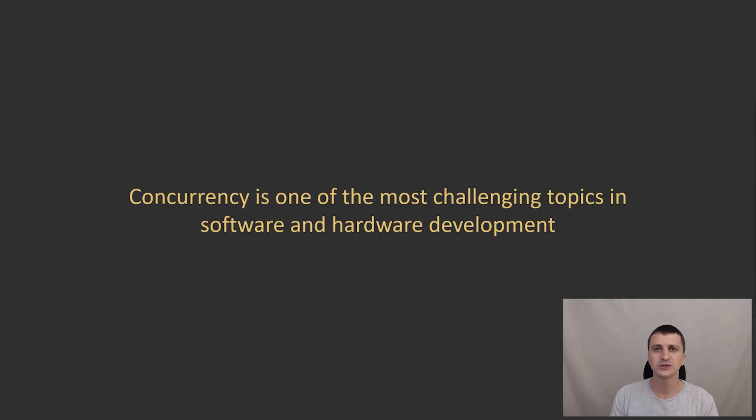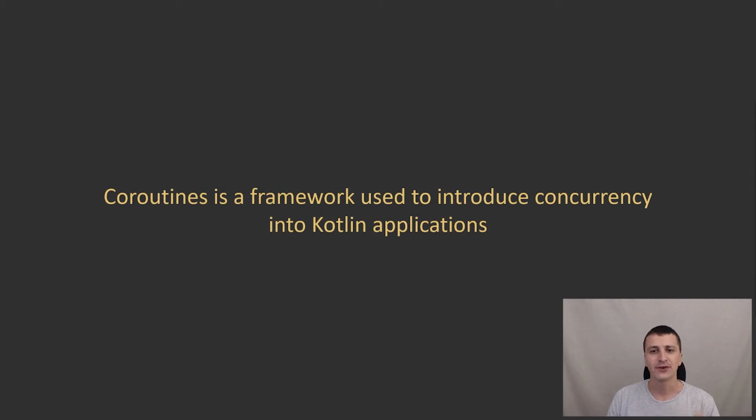Okay, now this course is about coroutines, and now we talk about concurrency. So what's the relation between these two subjects? Well, coroutines is a framework used to introduce concurrency into Kotlin applications. So if you write Kotlin code and you want to introduce concurrency, you want multiple tasks to be executed at the same time, then you can use the coroutines framework for that. And that's what this course is about, how to use coroutines to introduce concurrency into your Kotlin application.